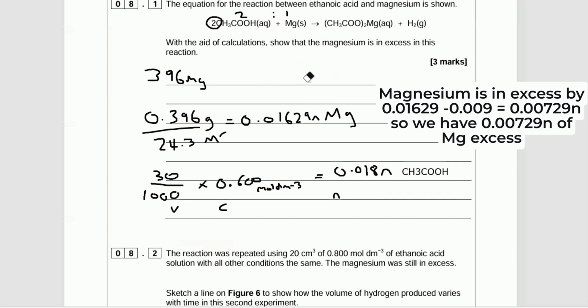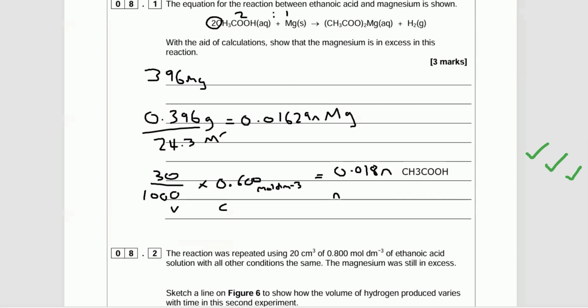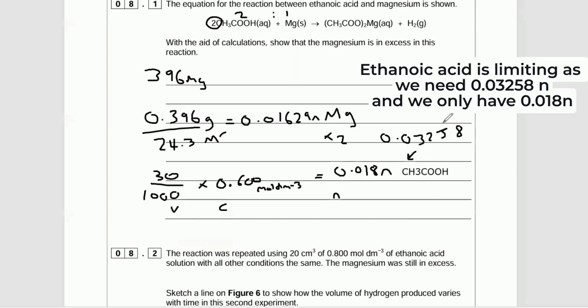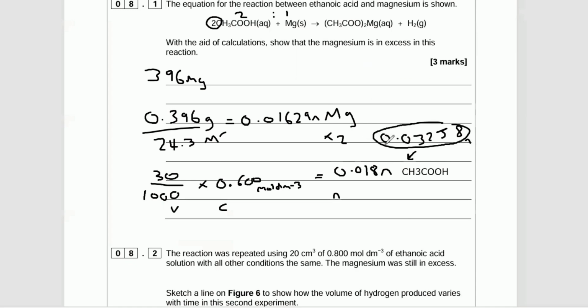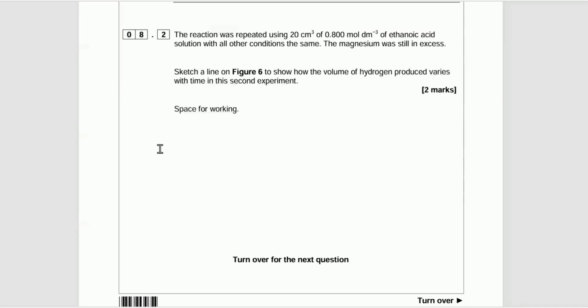Another way of us doing this to show that the magnesium's in excess, another calculation we could use, is we could say, well, how much ethanoic acid do we need? Well, if I've got 0.01629, I could times that by 2 and say, in order to use up all that magnesium, I would need 0.03258, but actually we've only got that. So that's how much ethanoic acid you would actually need in moles, and we don't have that. So again, there are different ways.